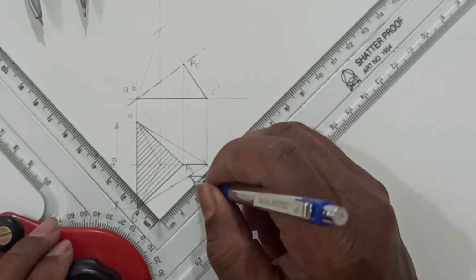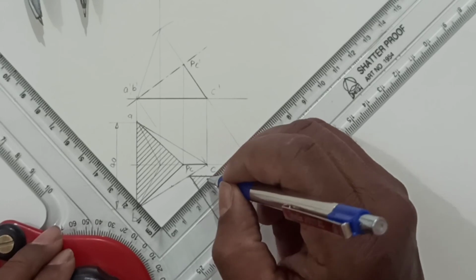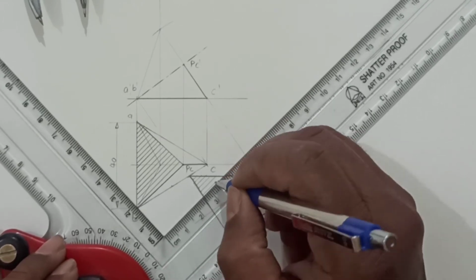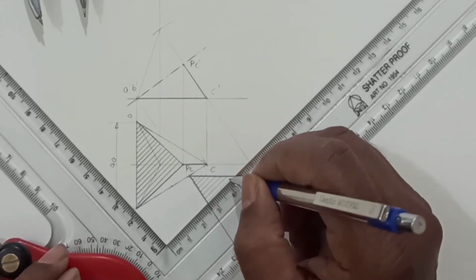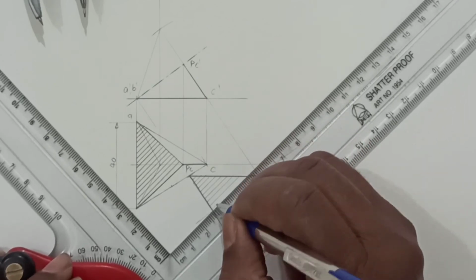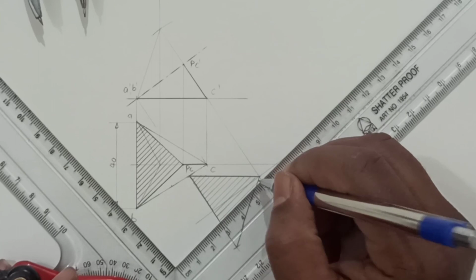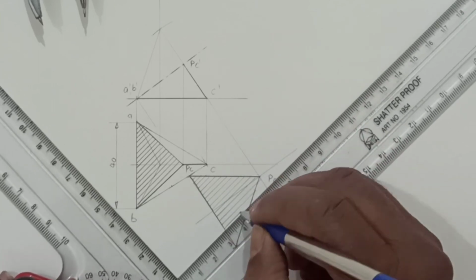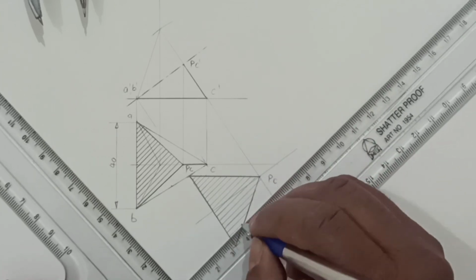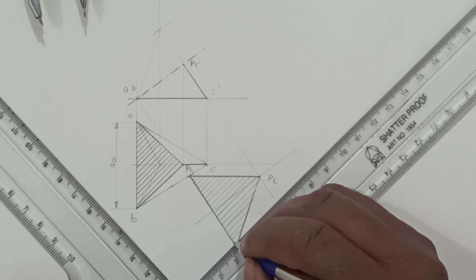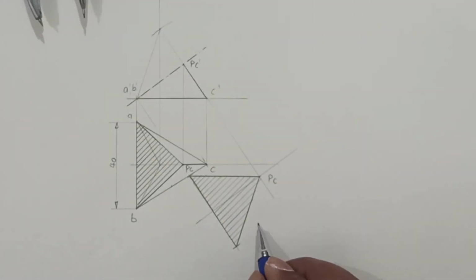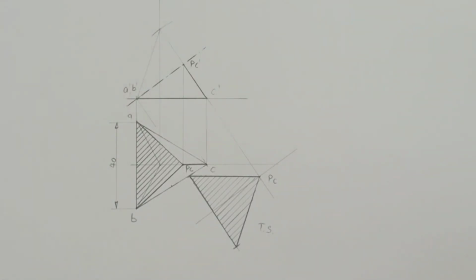Draw the hatching lines. Hatching lines should be of uniform darkness, thickness, equispaced and parallel to each other. Label this as TS. Thus in this way our solution is complete.